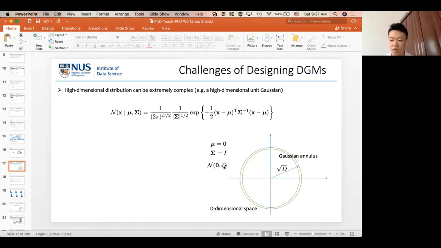we will see quite surprisingly that almost all the data will reside within this thin annulus. This annulus is really thin, and its radius happens to be the square root of d, where d is the dimensionality of the Gaussian distribution. More than that, there's nothing either inside or outside this annulus. This is actually an empty bowl here. And this radius, like I said, is the square root of the dimensionality of the space.